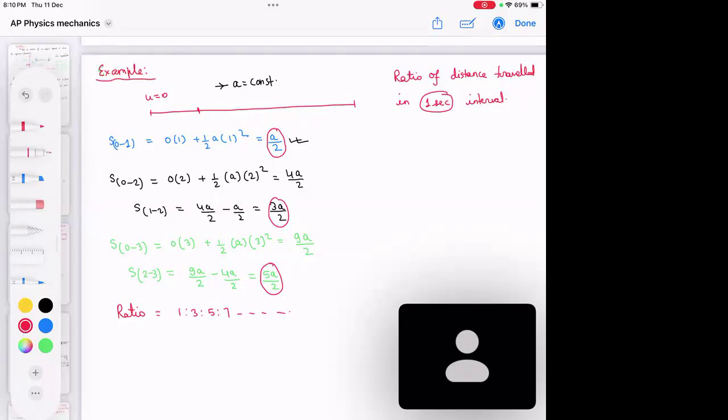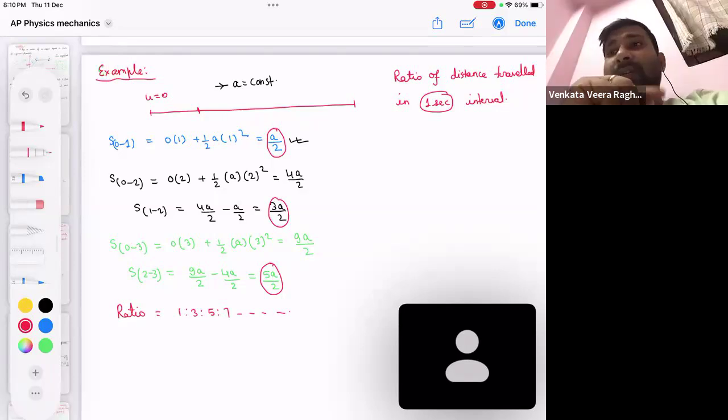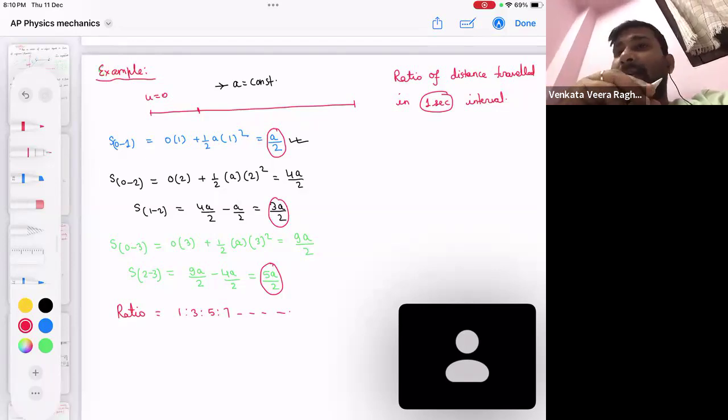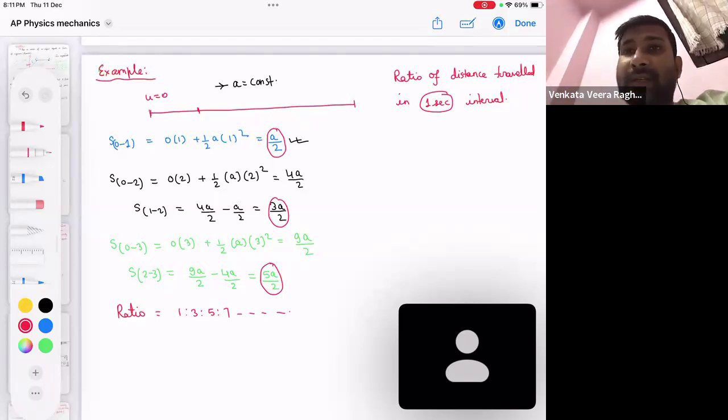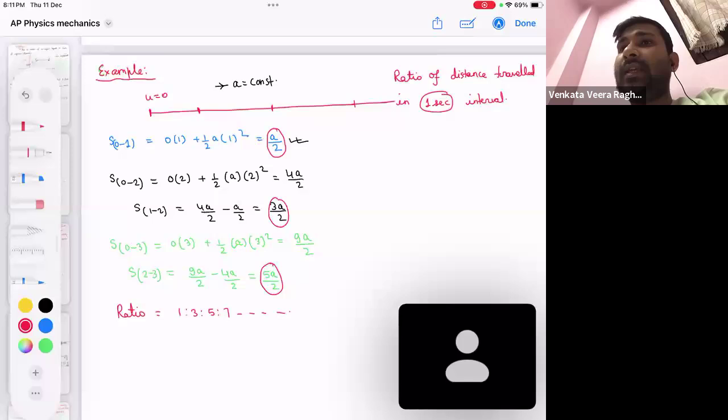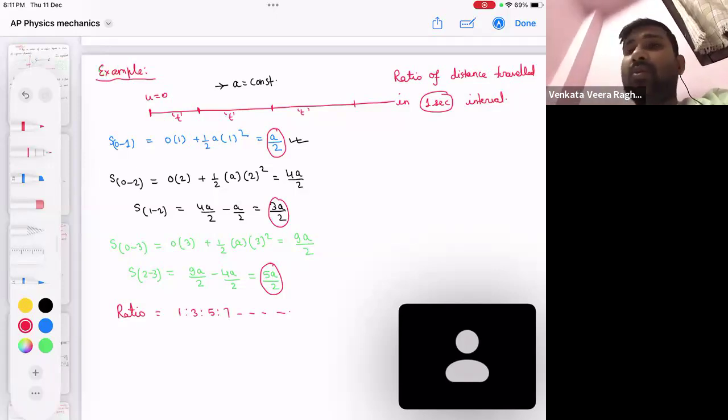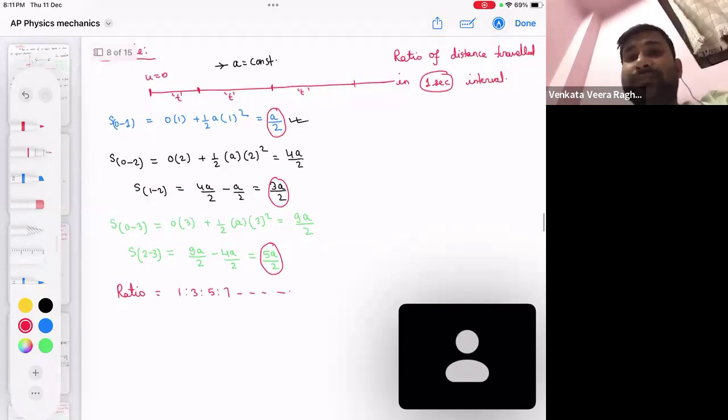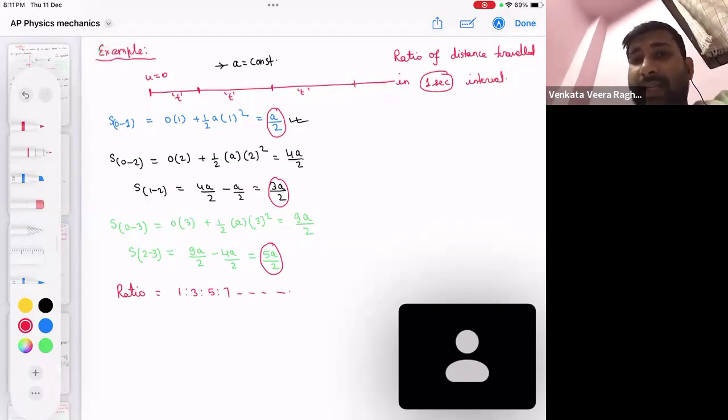Yes, sir. But the only thing we have to make sure is what? The time interval should be equal. Do you understand this question? So here we have divided the total journey into equal time intervals. Then the displacement of the particle is going to be in the odd ratio, 1:3:5:7.